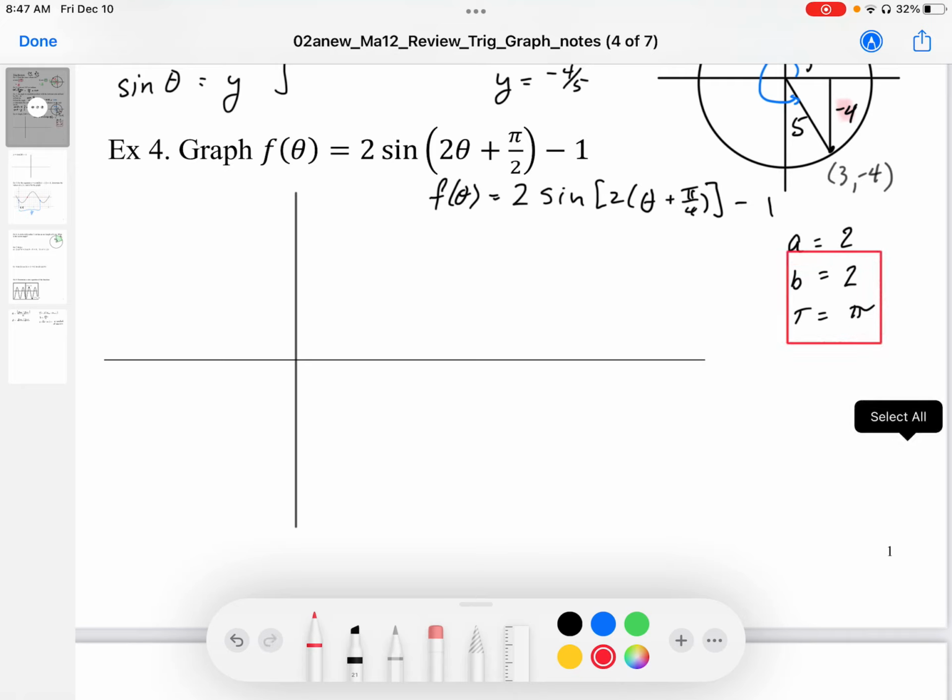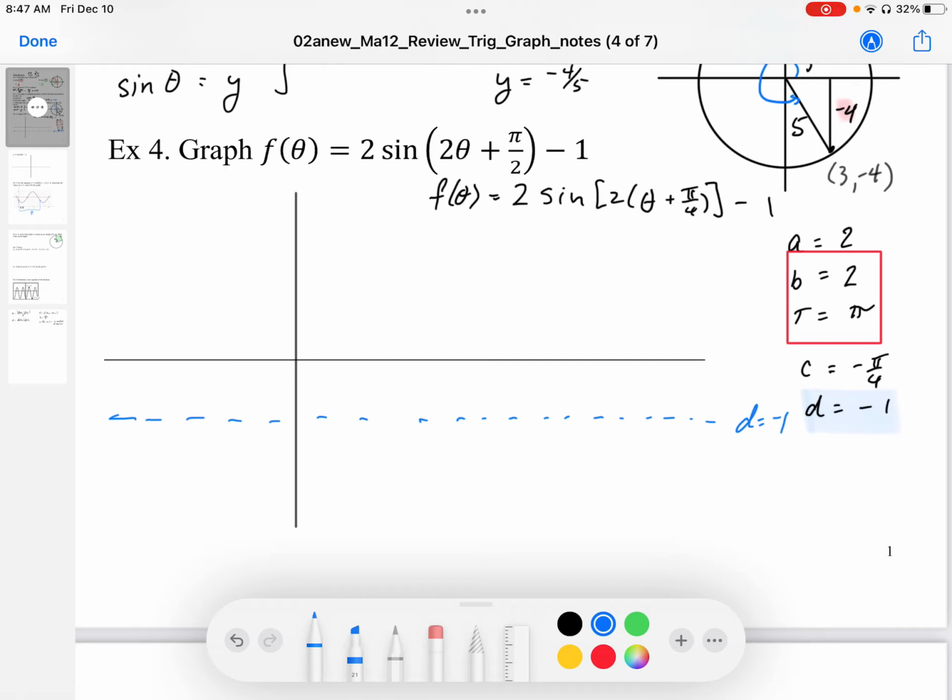Those get grouped together. And then my c value is my horizontal shift. C is equal to negative pi over 4. Okay. And then the d value is my vertical shift, which is down 1. So I'm going to start with my d value, and I'm going to draw in my horizontal shift. Now, when I draw this in, I'm going to take into account my amplitude. So just as a scaling, I need to be able to go 2 up, 2 down. So there's d equals negative 1.